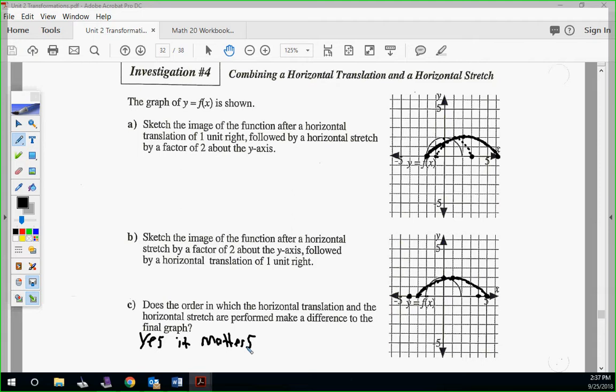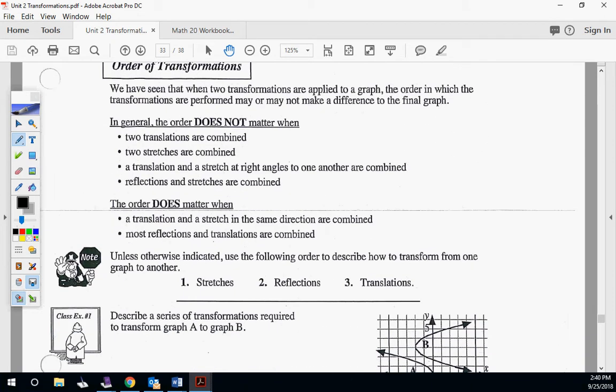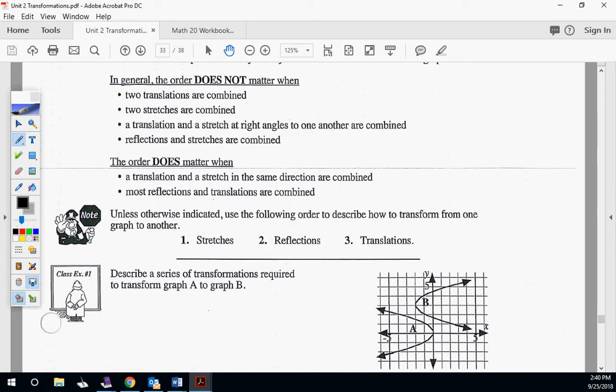Okay, so summary. What did we just figure out? Well, you notice the horizontal stretch and horizontal translation have an order problem. So in general, order does not matter when, so this is when you don't have to worry about order, 2 translations. So up, left, down, right. All those are fine. 2 stretches are combined. Vertical, horizontal. We did that in the notes. A translation and a stretch at right angles to one another are combined. So that just means that they're moved in the same direction. Reflection and stretches are combined. Those are fine. That's like a -3. So that's your vertical stretch of 3 flipped. You can flip, then stretch, or stretch, then flip. That's fine.